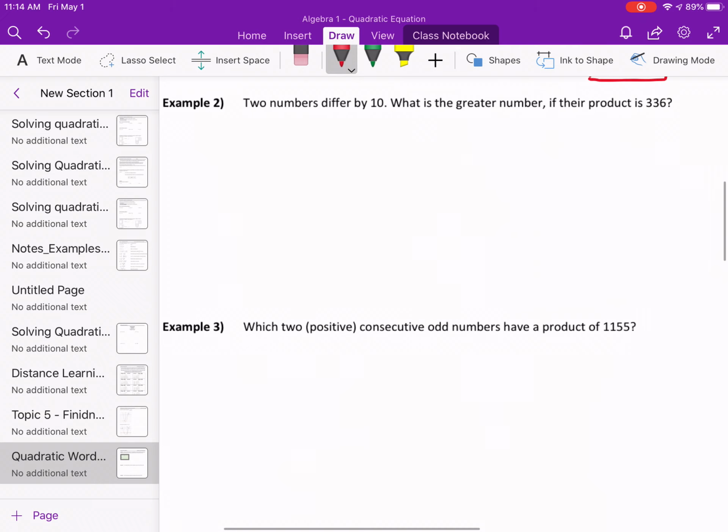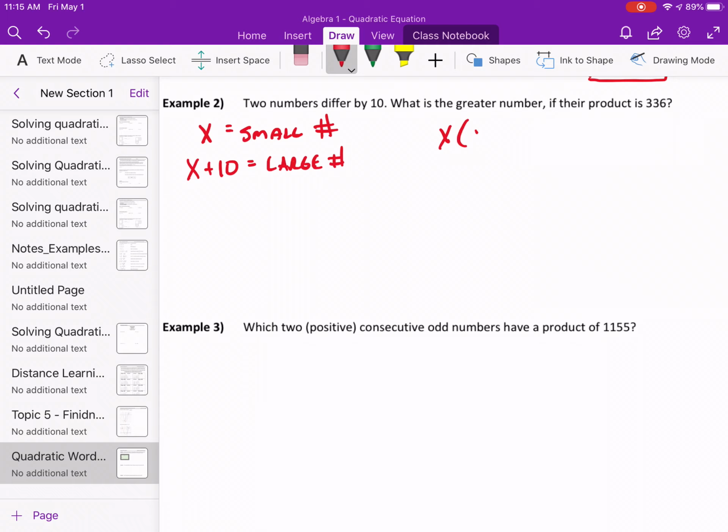Example 2. Two numbers differ by 10. What is the greater number if their product is 336? Well, if two numbers differ by 10, that means I'm going to have a small number, x, and I'm going to have a large number that is 10 more than x. The product of these two numbers is 336.